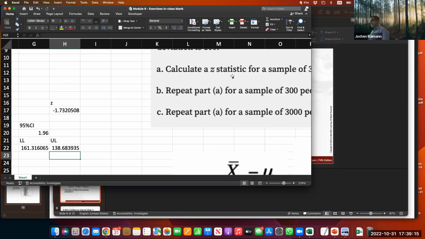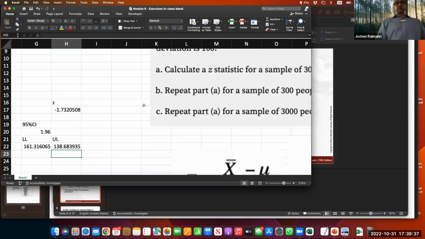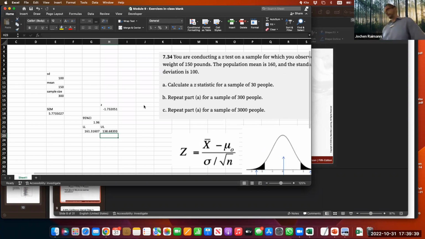Also keep in mind, the wider you go out, the greater your probability that you will capture the population mean. Thereby, your confidence increases, and your type 1 error, that you're rejecting something you shouldn't reject, decreases. Any questions on these calculations? It's simple, right? It's not difficult.